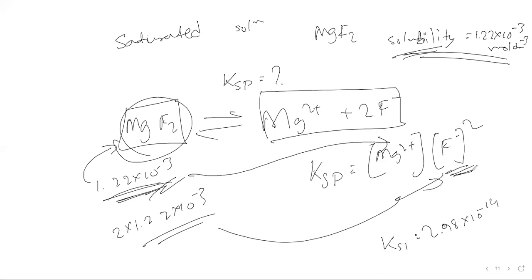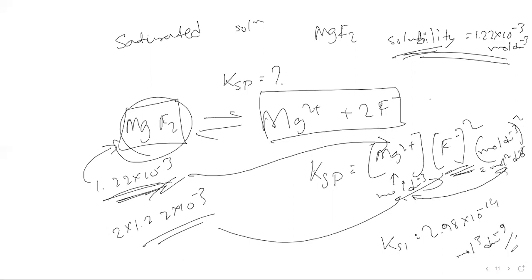Now, what about the unit? See, if the initial concentration is mole per dm cubed for each of them, now if mole per dm cubed is squared, that gives us a value of mole squared dm to the power negative 6. And here is also another mole per dm cubed. Multiplying them together, we get mole cubed dm to the power negative 9. So that's basically our Ksp unit.